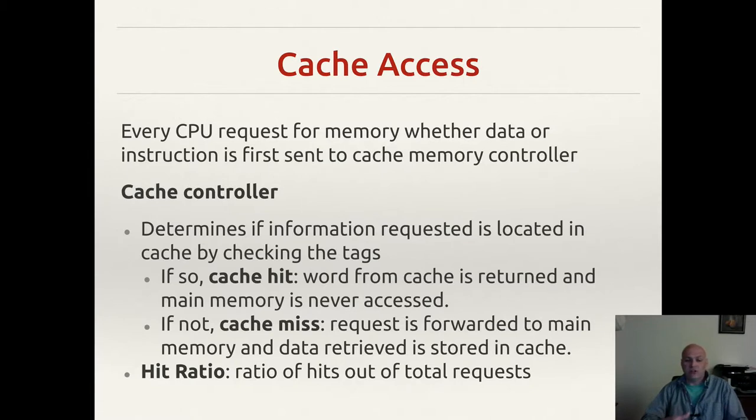A hit ratio is simply the ratio of hits to the total requests. So if we got a hit 95 out of 100 times, we would have a hit ratio of 95%. If we only got 10 hits out of 100, we would have a hit ratio of 10%. That would be very bad, by the way. Normally, hit ratios are much higher than that, and we'll talk to that later.